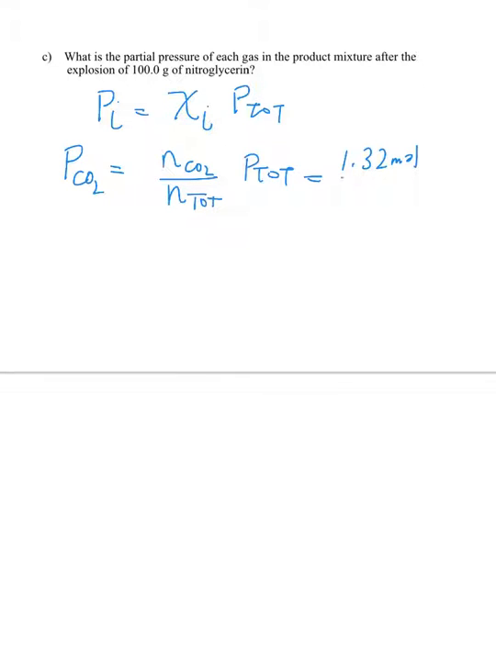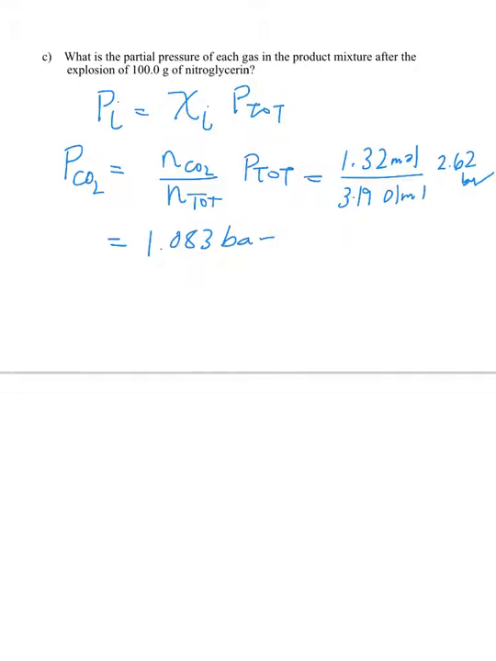So we've got 1.32 moles of CO2, divided by 3.1901 moles total, and 2.62 bar as the total pressure. Doing that calculation, I get the partial pressure of CO2 is 1.083 bar.